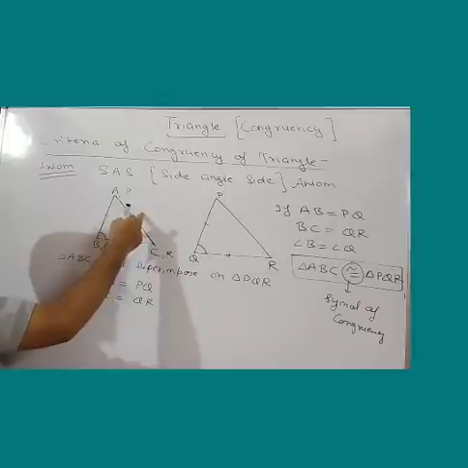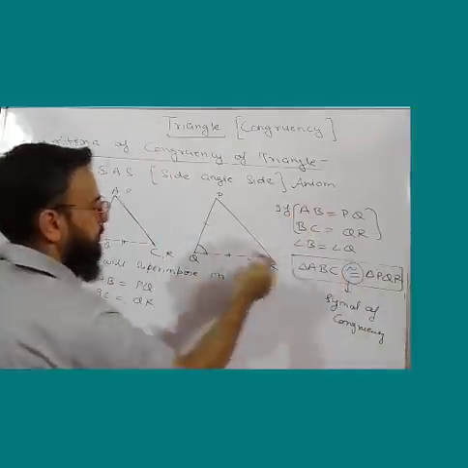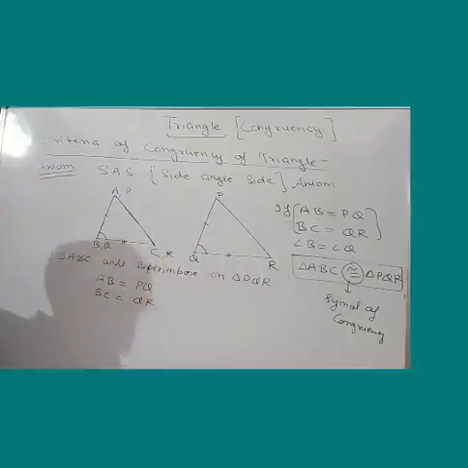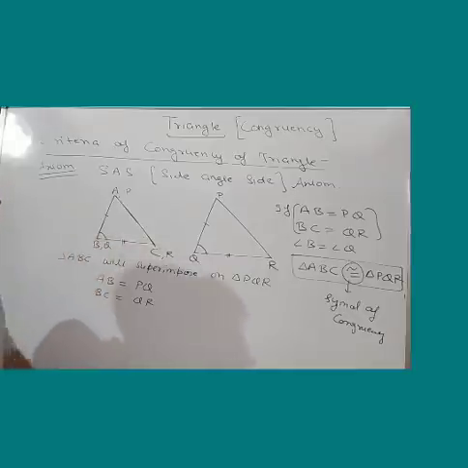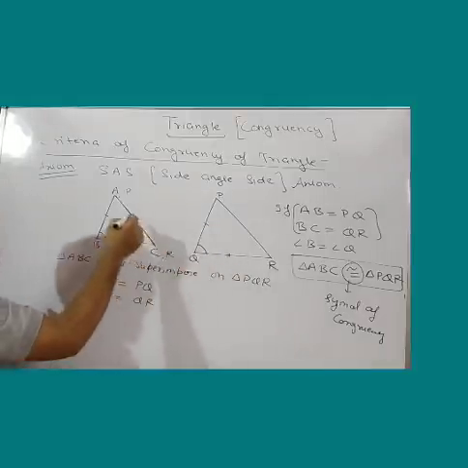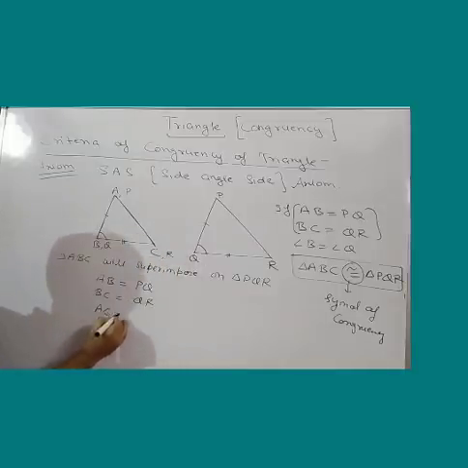Now the third side, which was not given equal, we have given only these two sides equal. We have not given AC is equal to PR. But if both the triangles are congruent, it means they are superimposing. And when they are superimposing, then this condition should also hold, that AC and PR will be equal. So AC is equal to PR also.